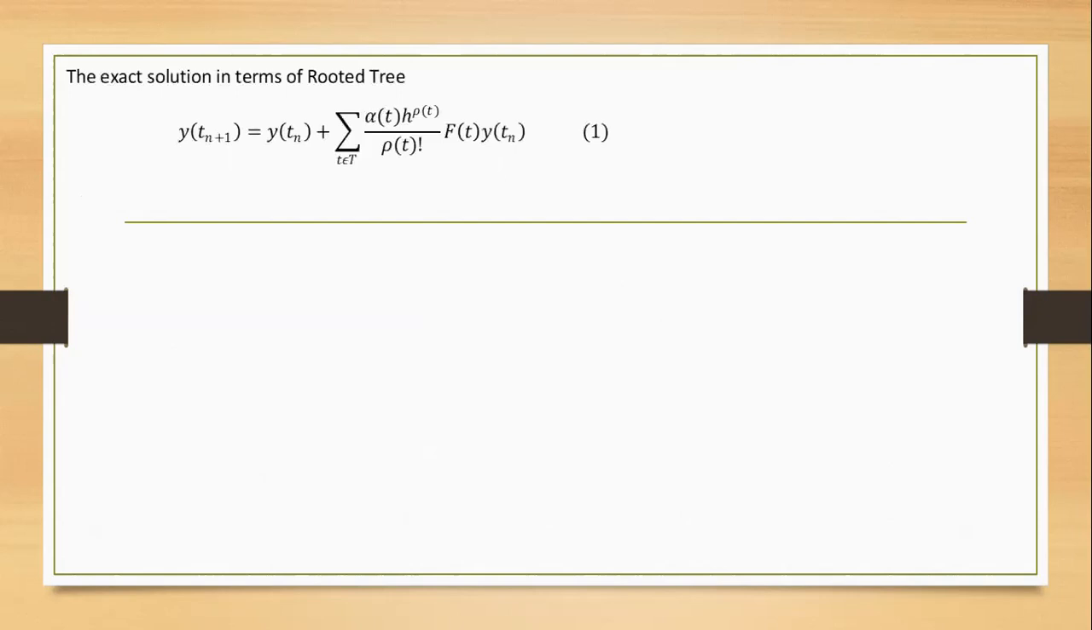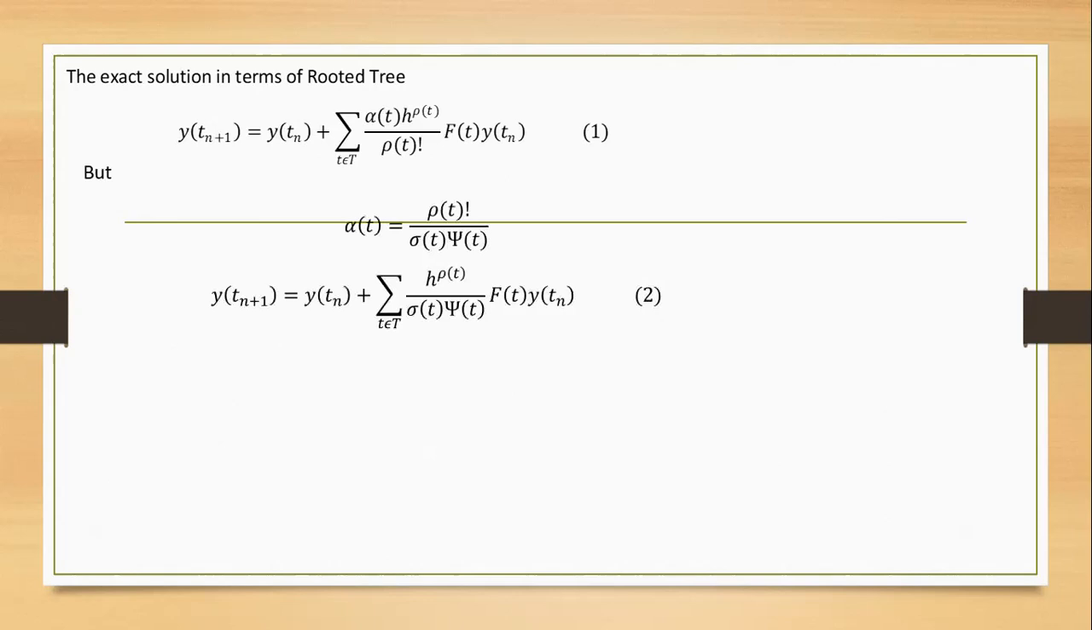Now, before substituting those, the exact solution in terms of the rooted tree is defined as this. The exact solution y(t) of those order expansions I will represent as the summation of alpha(t), where alpha is the ordered set, times h raised to power p. Rho is the order of the tree divided by rho factorial, times F(t), where F(t) is the elementary differential of y(t_n). This is the exact solution of the method.